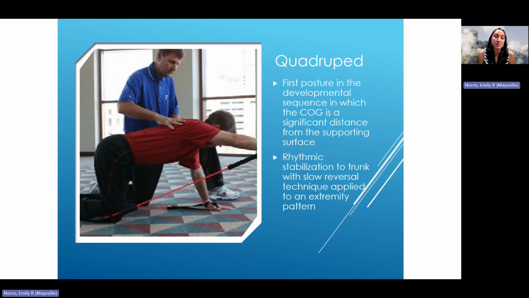Quadruped is one of the first postures in the developmental sequence where the center of gravity is significantly further from the supporting surface. In the others, your center of gravity is almost directly on the supporting surface. Rhythmic stabilization is one thing you could use in this position to help with stabilizing the trunk, and then you can use a slow reversal technique on one of the extremities to help with core stability and with freeing a limb for movement. It could even be used in young children to promote crawling or creeping types of behaviors.